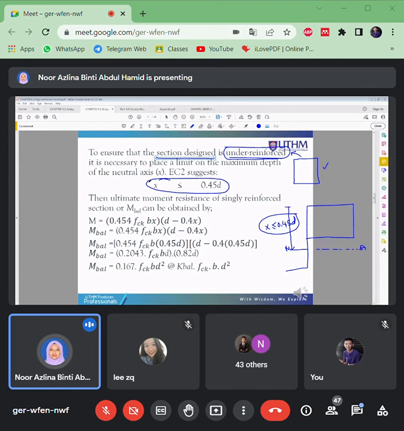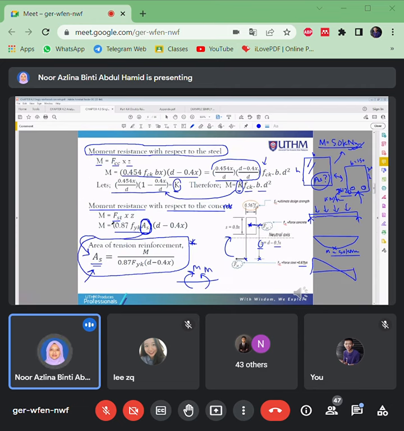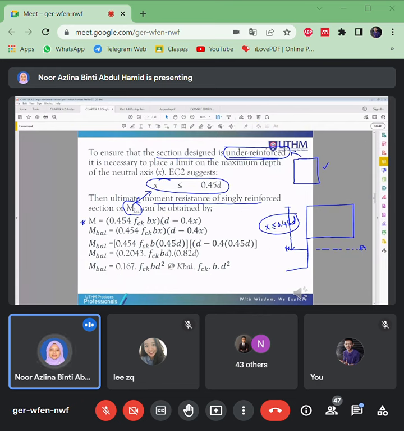So that means for this limitation, we call it the moment resistance of a singly reinforced section, or we call it the moment balance. Moment balance means we consider these limitations. Okay, so this is the moment resistance from the formula that we get from the equilibrium. Moment resistance with respect to the steel. This is the equation of the moment. Kalau kita calculate the moment based on respect to the steel, this is the equation here.